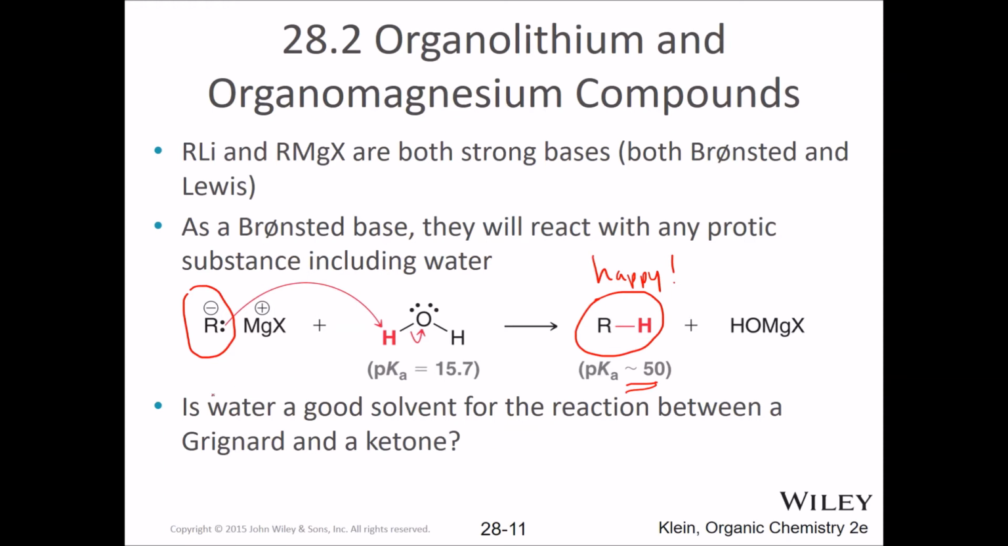All right, so, dumb question of the day. Is water a good solvent for the reaction between Grignard and a ketone? I say dumb question, that's a strong word. It'll seem like a dumb question when you understand what the question is. So draw that out and ask yourself, is water a good solvent for the reaction between Grignard and a ketone? It might be a good idea to remind yourself what the reaction between a Grignard and a ketone is. Perfect chance to review.